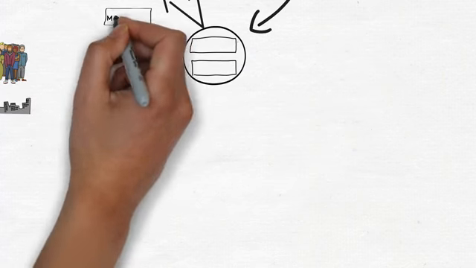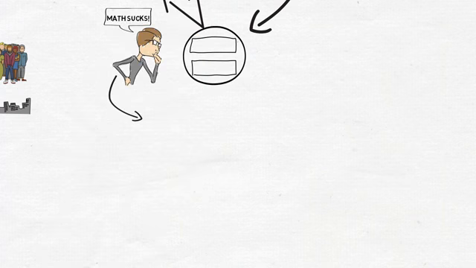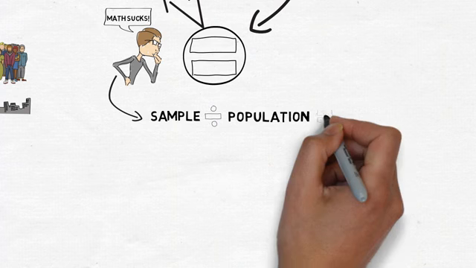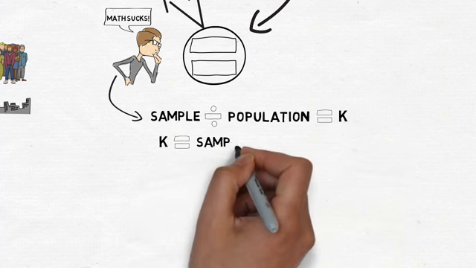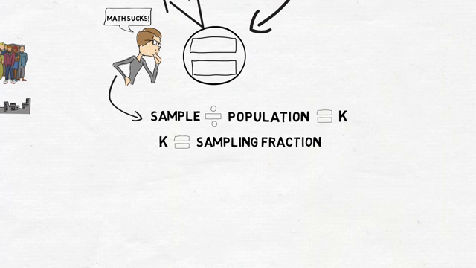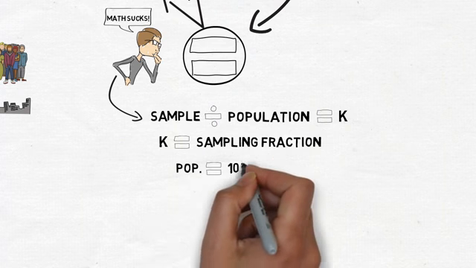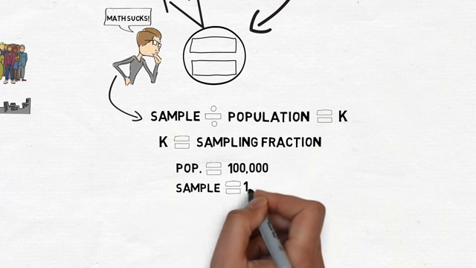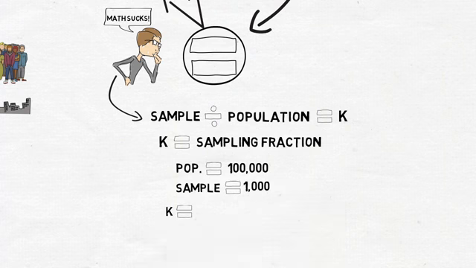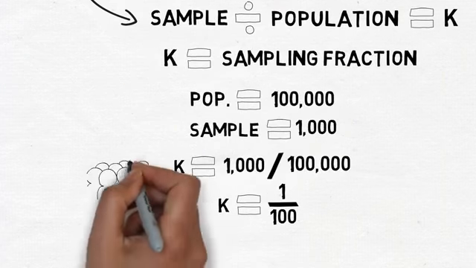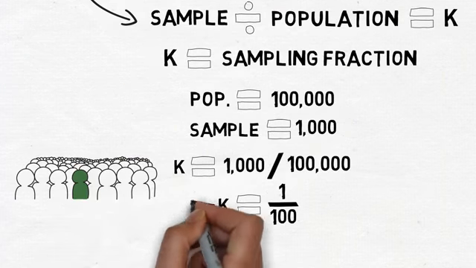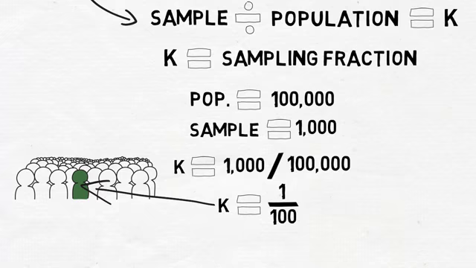Determining each case's known chance takes a little math. It's simple, I promise. All we do is take the size of our sample and divide by the size of our population, and that equals K. K is our sampling fraction. If, for example, our population equaled 100,000 and our sample equaled 1,000, K would equal 1,000 divided by 100,000, or K equals 1 over 100. This means that in our population, each case had a 1 in 100 chance of being selected.